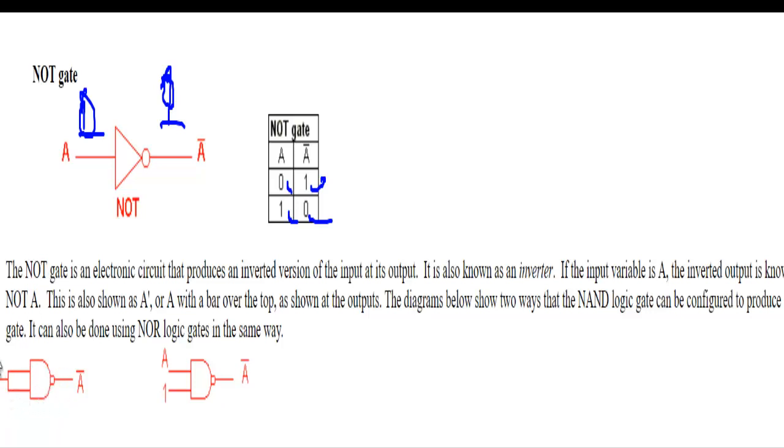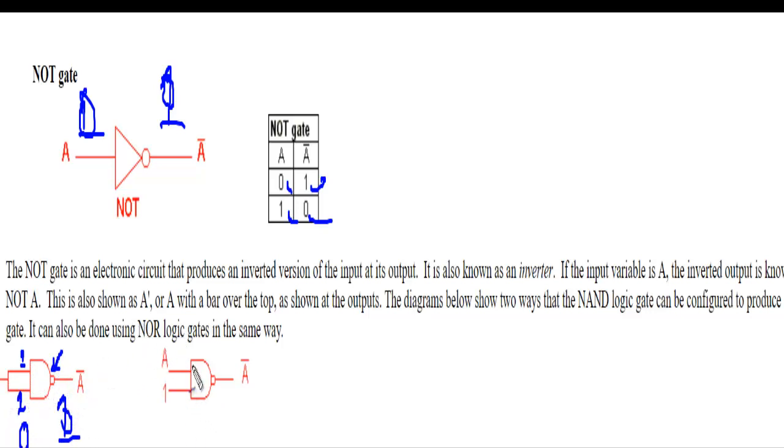Suppose A was 1. When it is 1, this is also 1, because I am giving input 1 from both sides to the AND gate. It is a 2-input AND gate, so 1 and 1 gives 1, but the NOT will make it 0, so the output will be 0. Now if A is 0, 0 and 0 to the AND gate becomes 0, and the NOT, the bubble here, will complement it, so 0 becomes 1, and the output will be 1. So if input is 0, output will be 1. If input is 1, output will be 0.